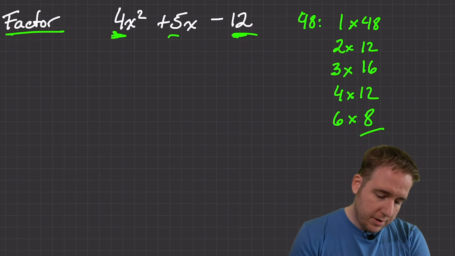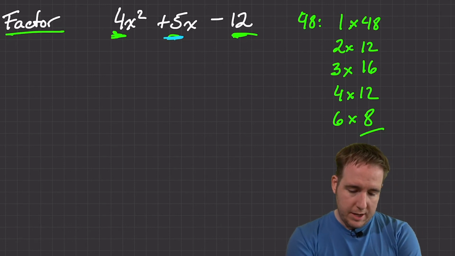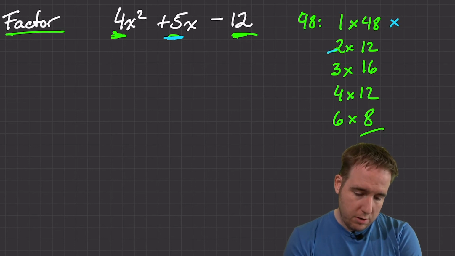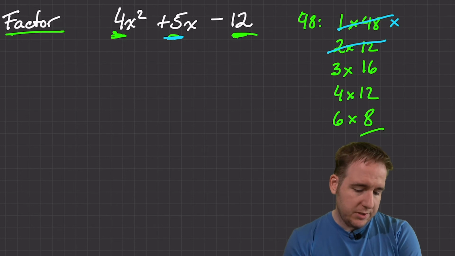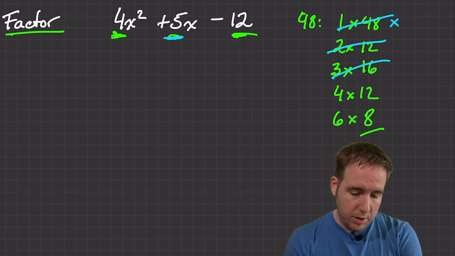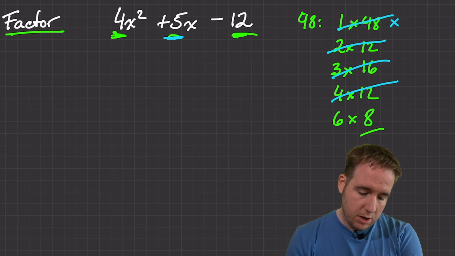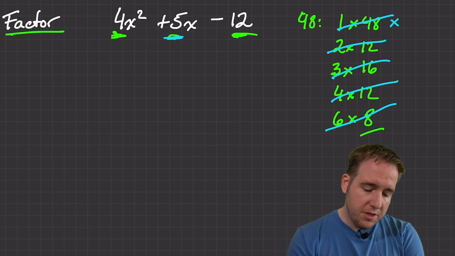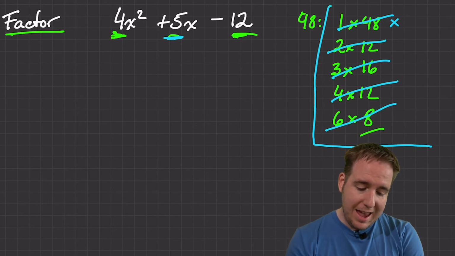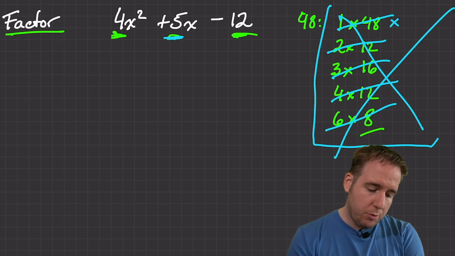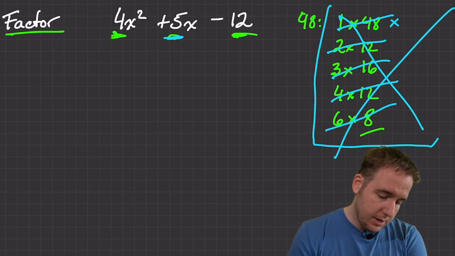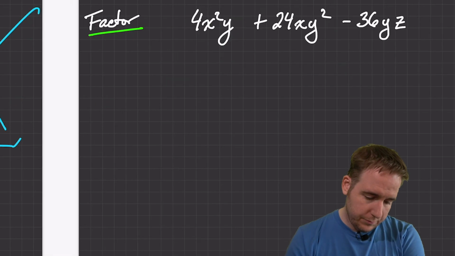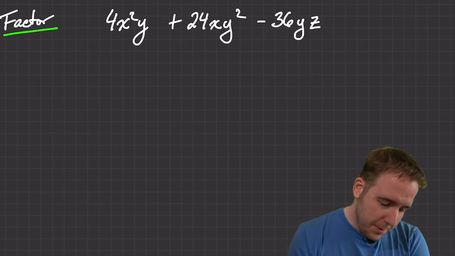And I want to find a pair that adds together to give me 5. 1 and 48, no. 2 and 12, no. 3 and 16, no. 4 and 12, no. 6 and 8, no. Okay, so if I have made this list correctly and everything doesn't work, that is the point where I am allowed to say DNF for does not factor. I was wondering if there's going to be one of those in this.